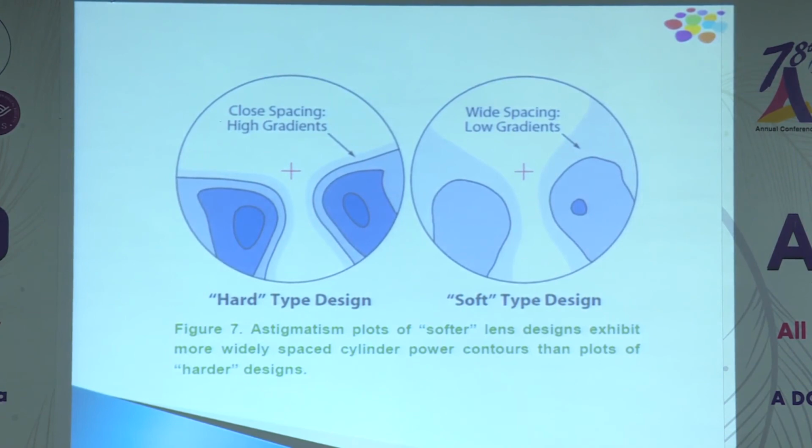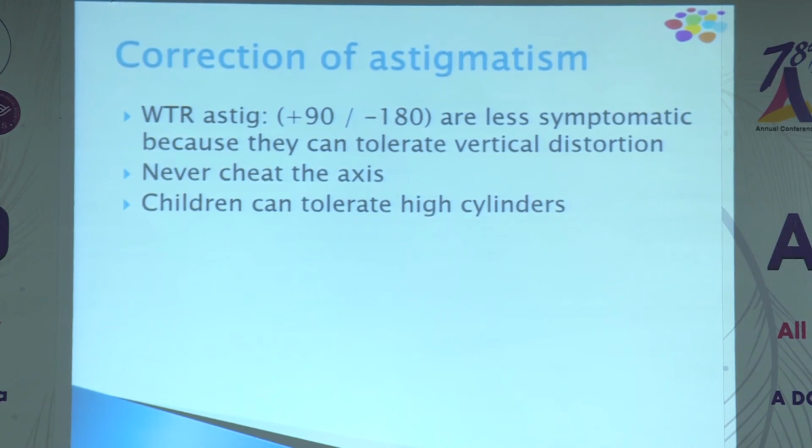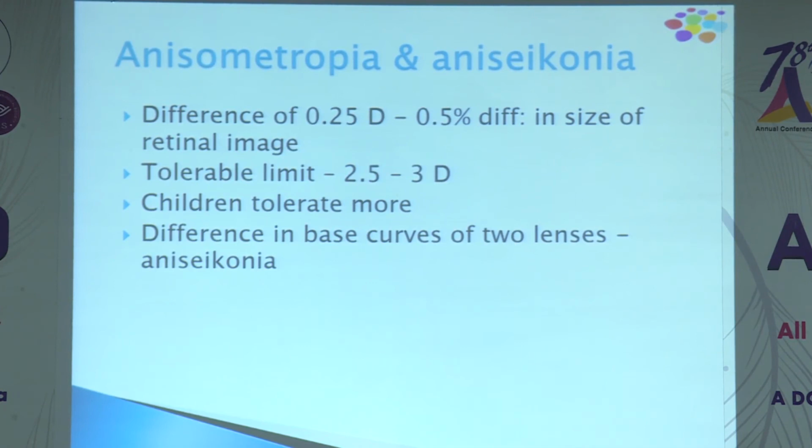Correction of astigmatism, again, everything has to be correct. Children can tolerate high cylinders to a very good extent. But as the patient gets older and older, they won't tolerate even small changes. Anisometropia and aniseikonia, you have to be very careful. I am not going into the details of that, everyone is aware of it.